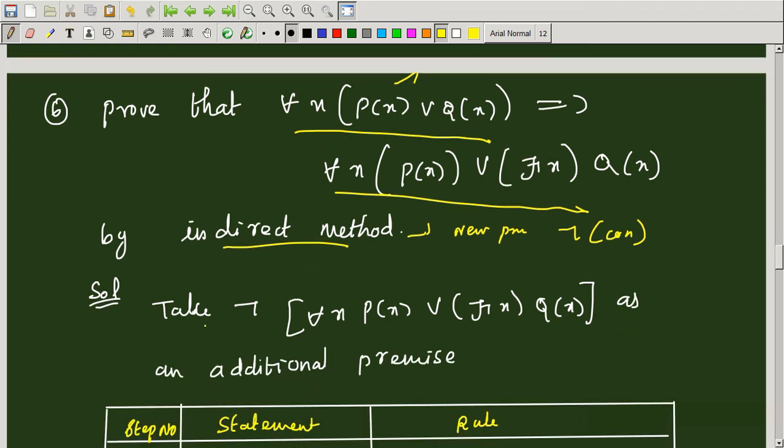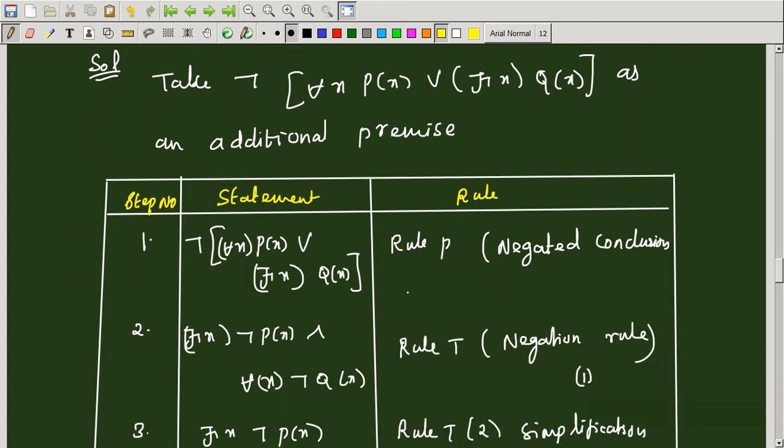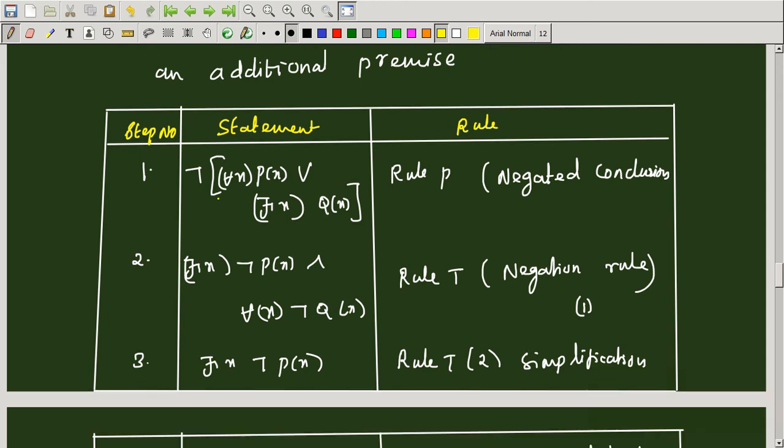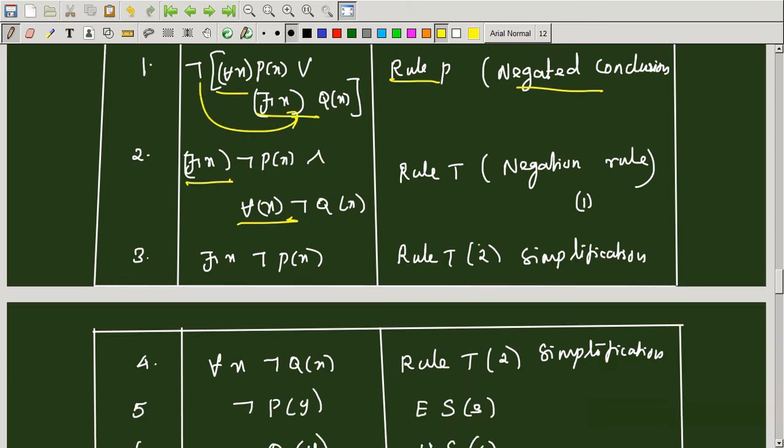The same thing I have done. I am taking the negation of this conclusion. So we have to add this as an additional premise. So we have two premises here. Step number 1, introduce the negation premise, that is rule P, the negated conclusion first I am introducing. After that, taking the negation law. For all will be converted to there exists as per the negation law, and negation P of x. Similarly, there exists you have to convert to for all, and you have to write the negation. This is called the negation rule.